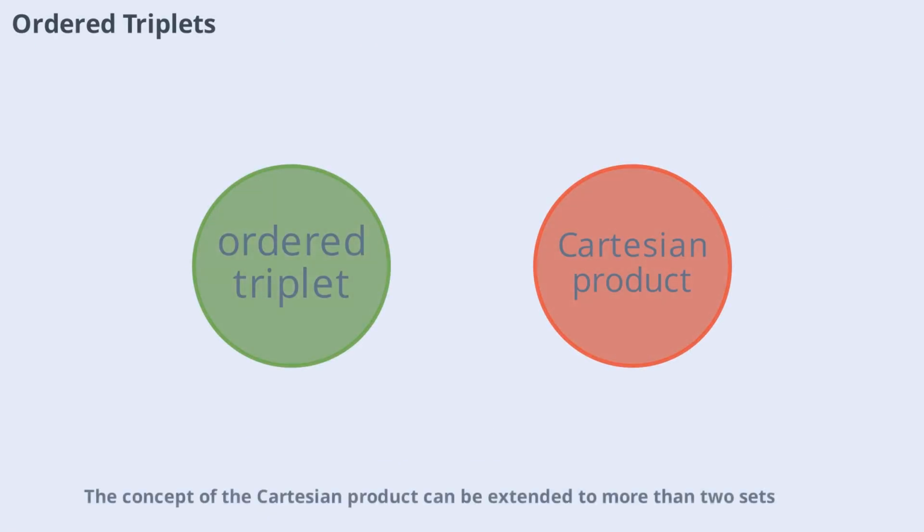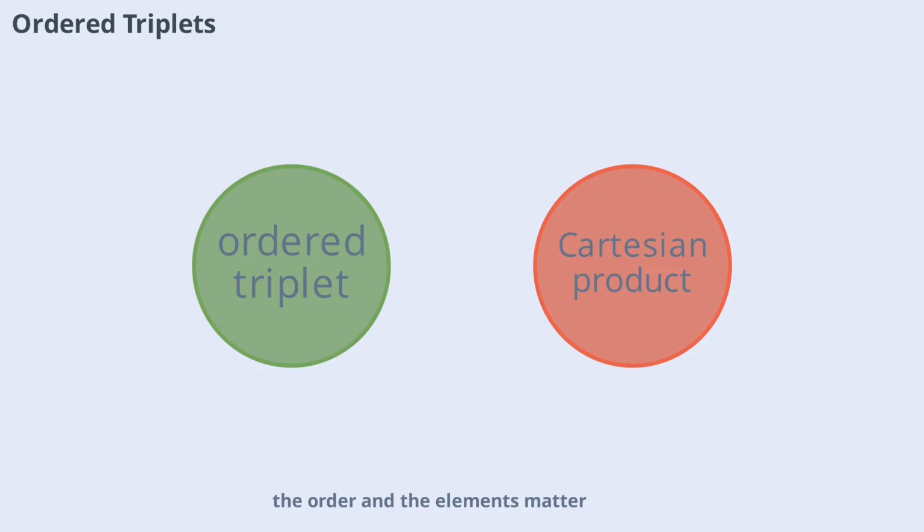The concept of the Cartesian product can be extended to more than two sets. For example, A times A times A is the set of all ordered triplets (a, b, c), where each element comes from set A. This idea is crucial in higher mathematics, especially when dealing with three-dimensional spaces or more complex relationships. Ordered triplets follow the same rule: the order and the elements matter.